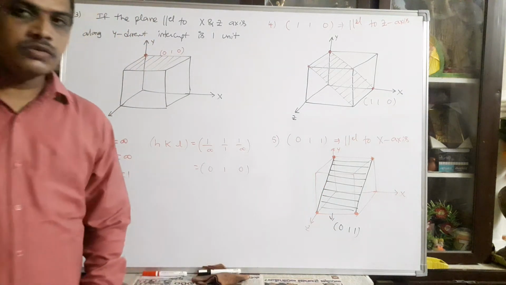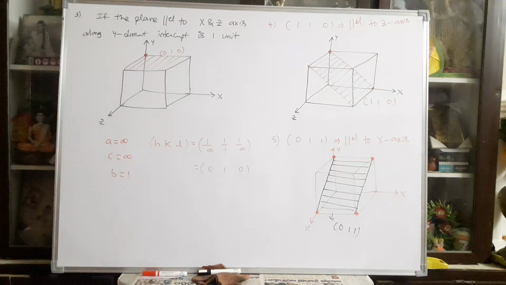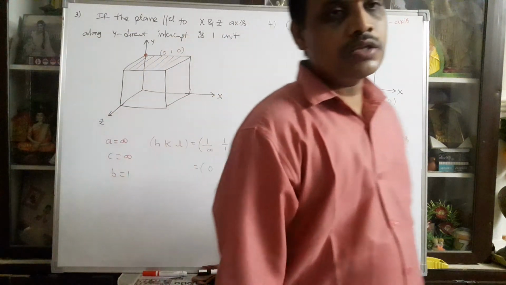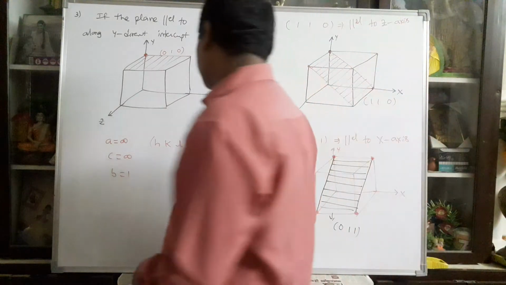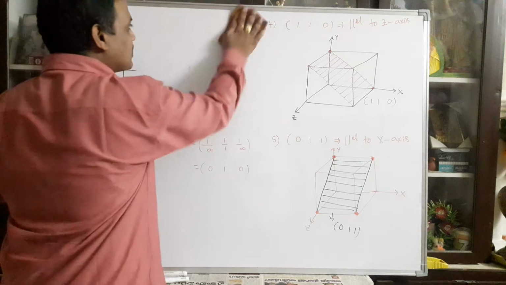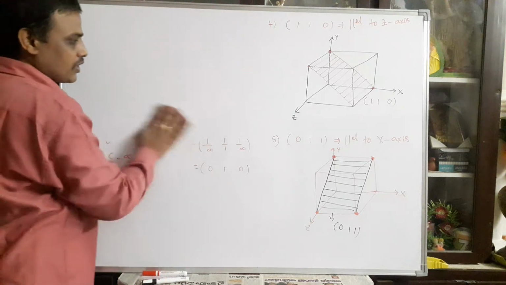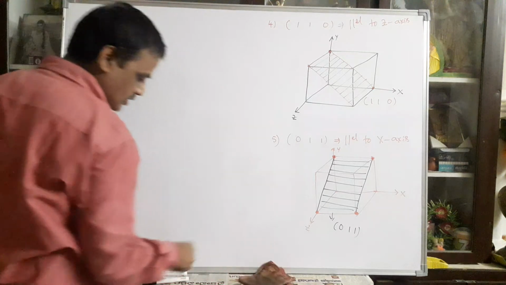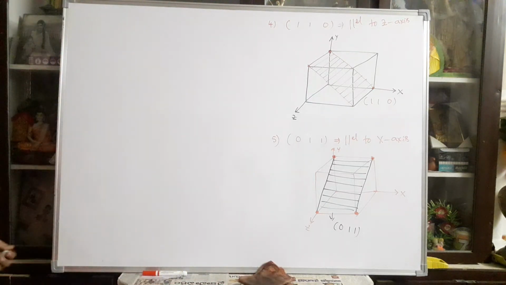So these are the planes we can draw in an easy way based on Miller indices. In this way you can practice a number of planes. You can take any plane. Based on Miller indices, you can explain the lattice planes. So Miller indices do not give the exact plane.